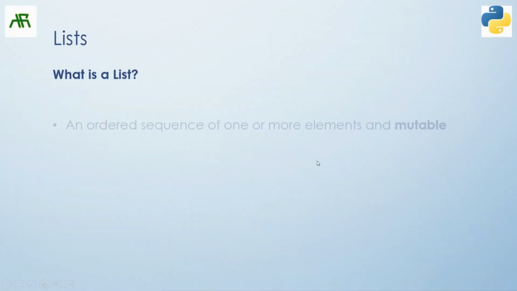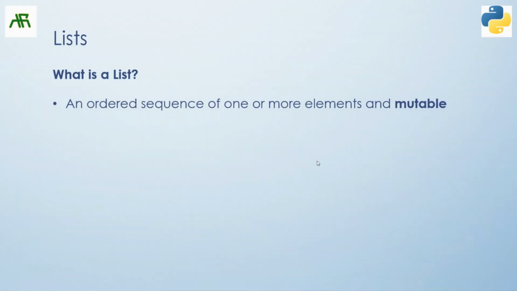What is a list? List is an ordered sequence of one or more elements, and a list is mutable. When we talked about strings, we mentioned that a string is a list of characters, an ordered sequence of characters, and it's immutable. List is the opposite of it, but we'll see the different properties for that.